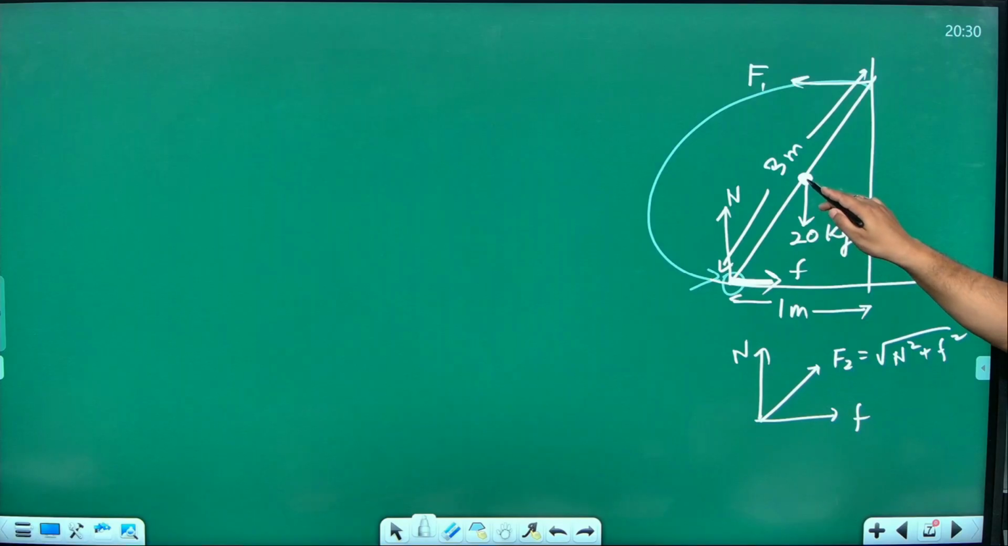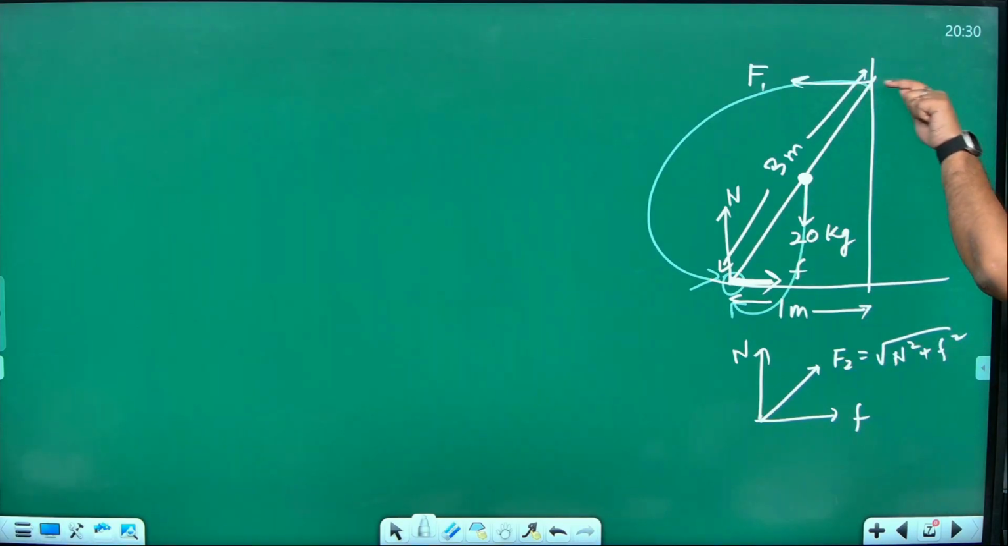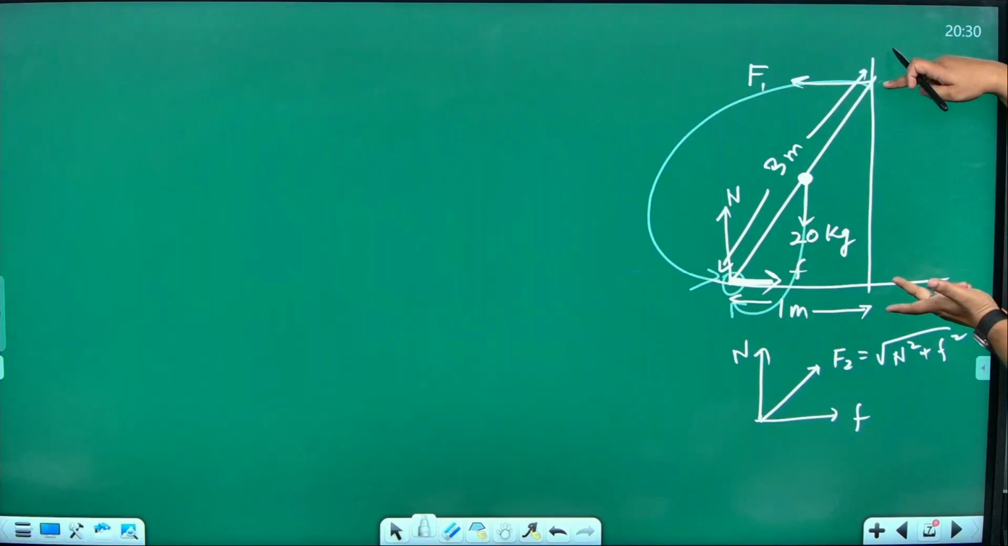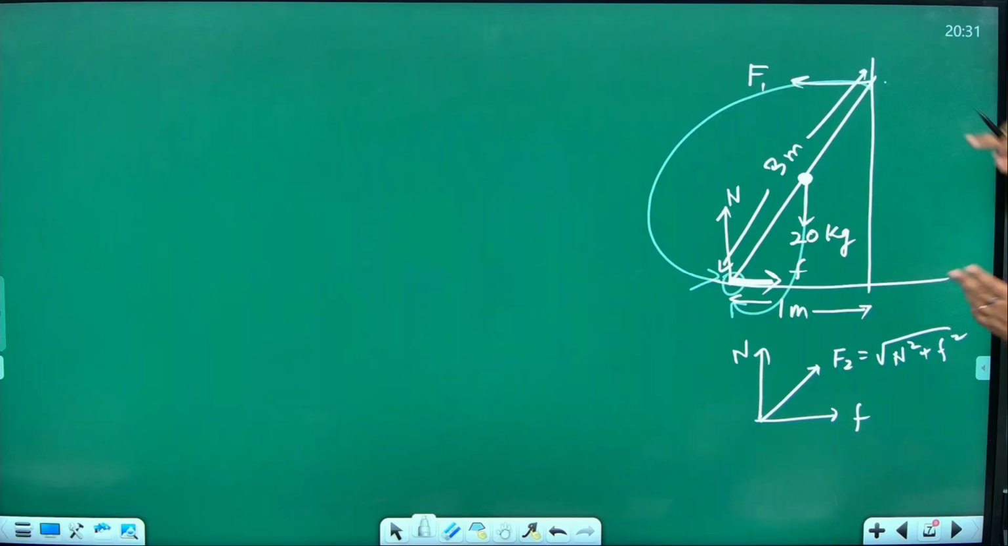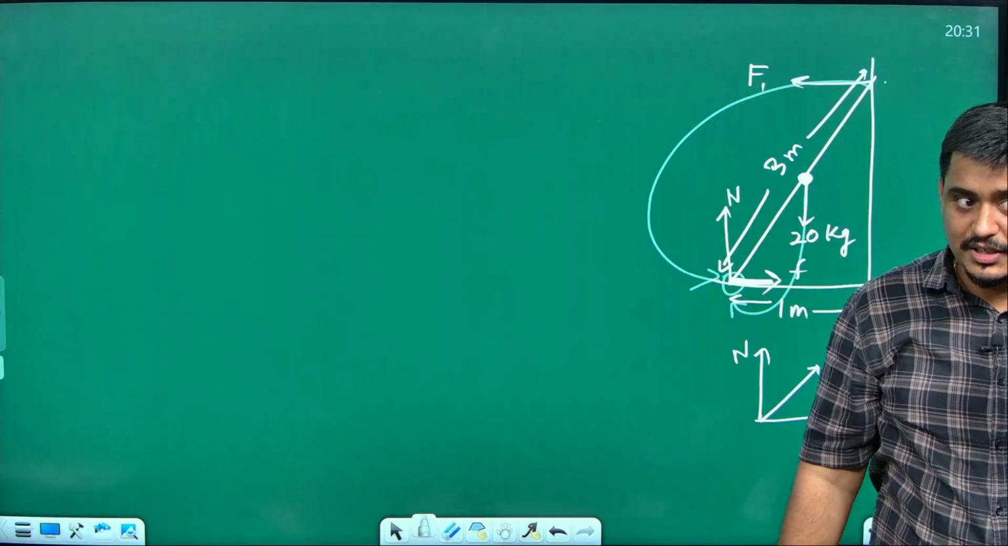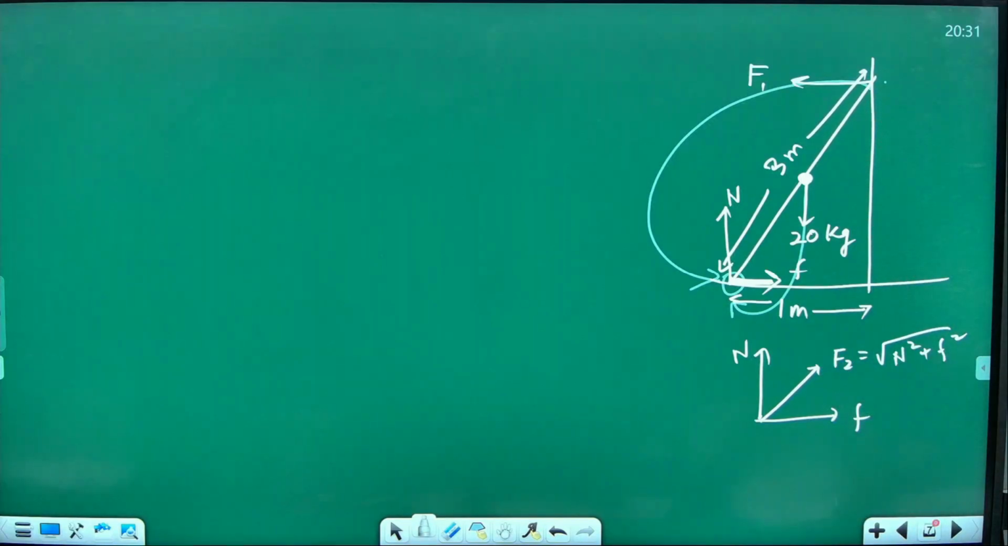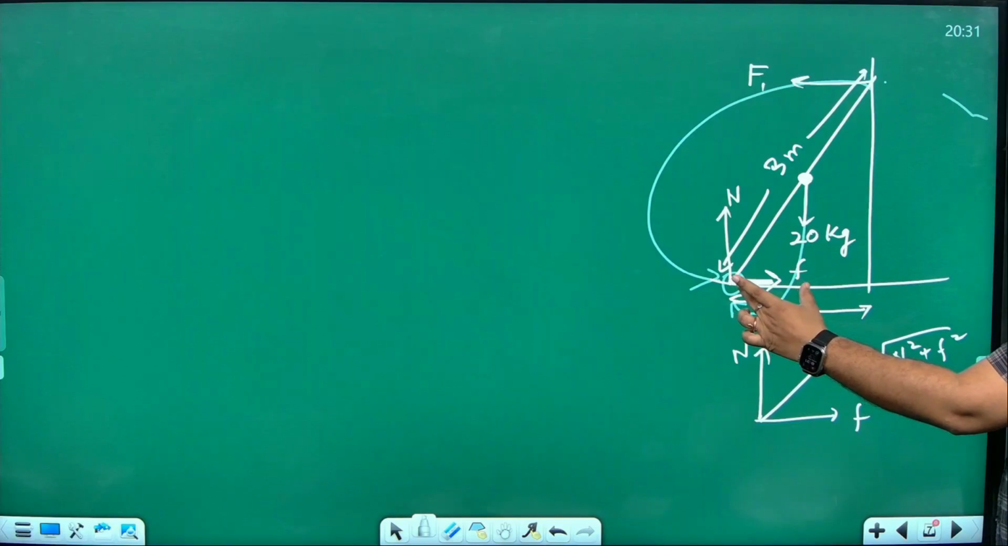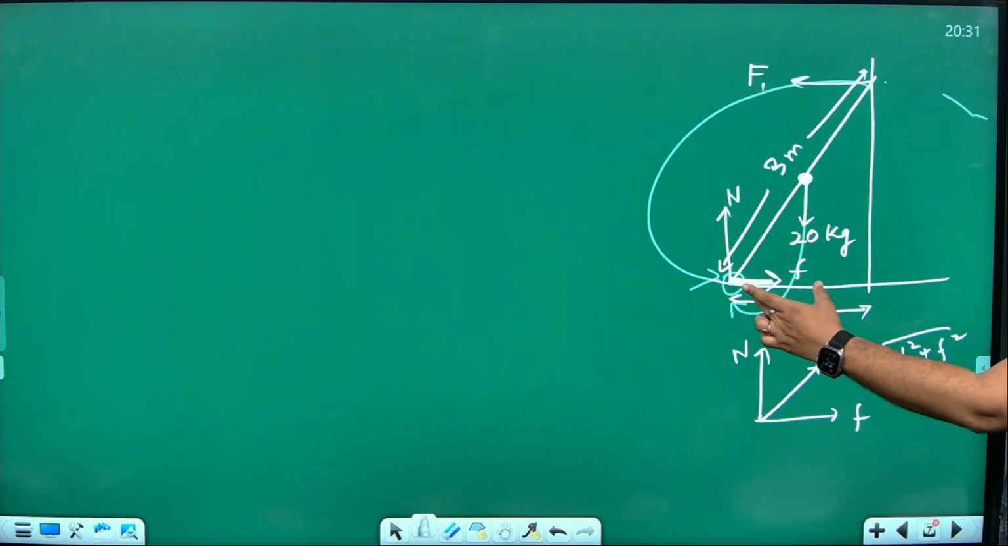And this 20 kg will give what kind of moment? But for this F1, the distance is how much? Root of 3 squared minus 1 squared, right? See, force into perpendicular distance. Never forget that for torque. So don't take F and take 1 meter, not like that. This is the force. What is the perpendicular distance? I hope you get my point. Same way, for this 20 kg, what is the distance? 0.5, acting in the center, no?